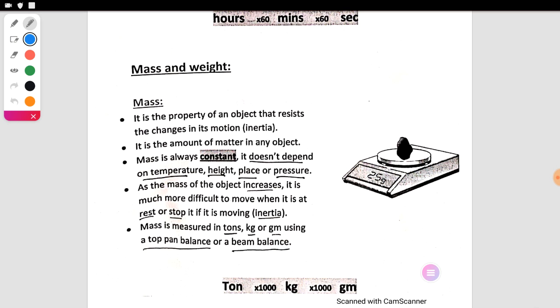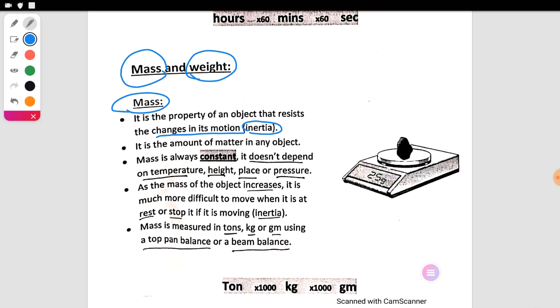The third basic quantity is called mass. And there is a difference between mass and weight. What is mass? Mass is the amount of the body which it contains, or inertial mass. It is the property of the object that resists the change in motion, which is called inertia. Or the amount of matter in any object is called mass.